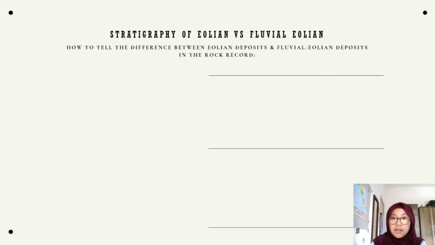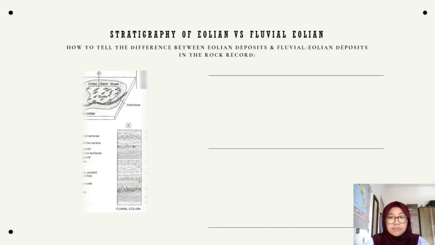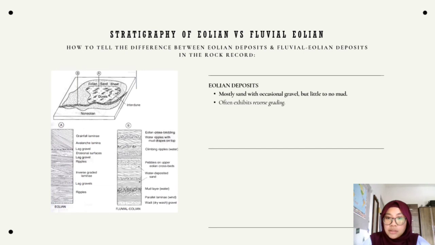Stratigraphy of Aeolian versus fluvial Aeolian. How do we tell the difference between Aeolian deposits and fluvial Aeolian deposits in the rock record? So Aeolian deposits are mostly sand with occasional gravel but little to no mud. They often exhibit reverse grading. In reverse grading, the bed coarsens upwards. This one, the bed coarsens upwards.